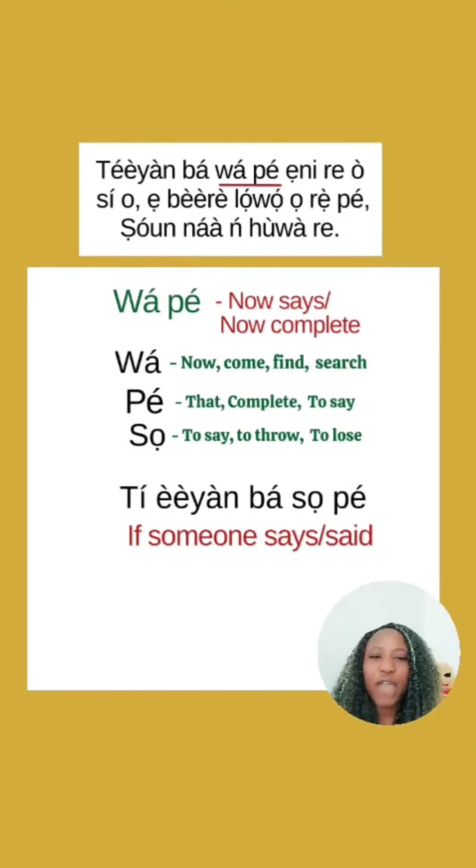Yes, I will do that. I will have a lesson going over the accents of the words, so the tone marks on them. Exactly. So wa means to come. It can also mean to find. It can as well mean to search. You're welcome. No problem. Oh, you're from Oyo. Or is it Ibadan? Which one of them?